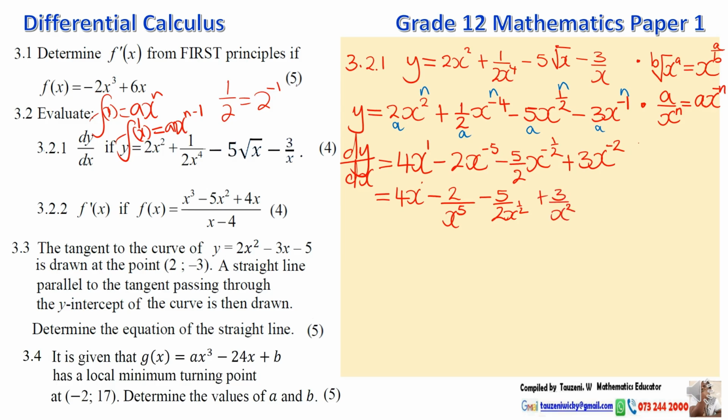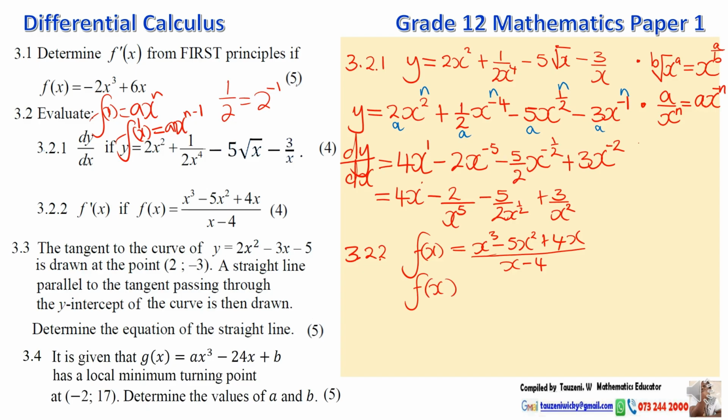We have answered number 3.2.1, differentiation using differentiation rules. Number 3.2.2, the same thing applies. We have f of x is equal to x cubed minus 5x squared plus 4x. Then from there, we want to differentiate this. We can't have variables in your denominator.